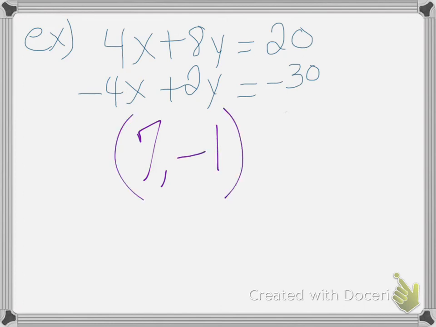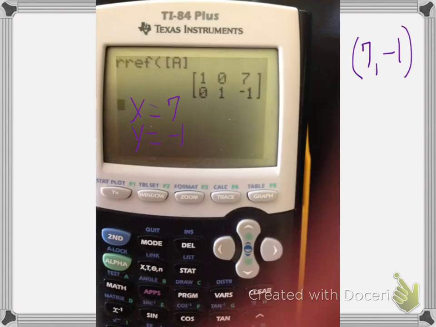It would have worked if you had done the same thing and done second, trace, number 5, enter, enter, enter. It's the same thing. I know it's a lot of steps, but once you get faster at it, you become very fast, and you can do a lot of these very quickly.